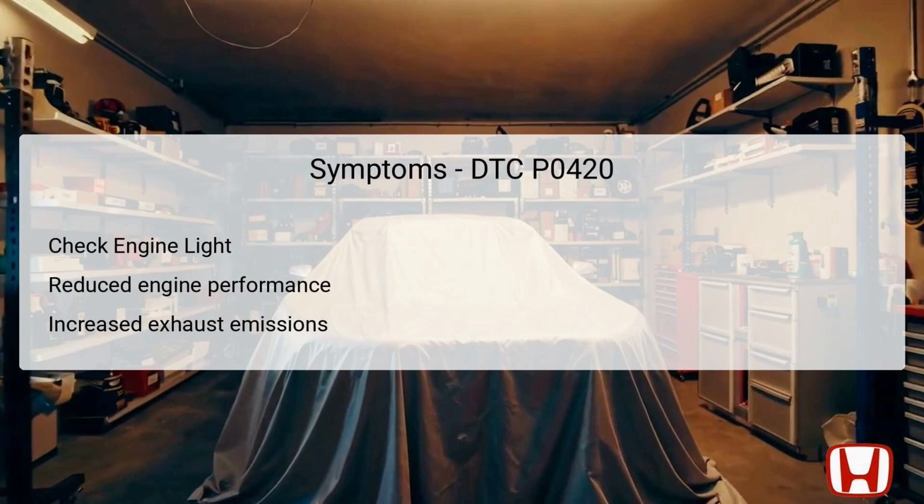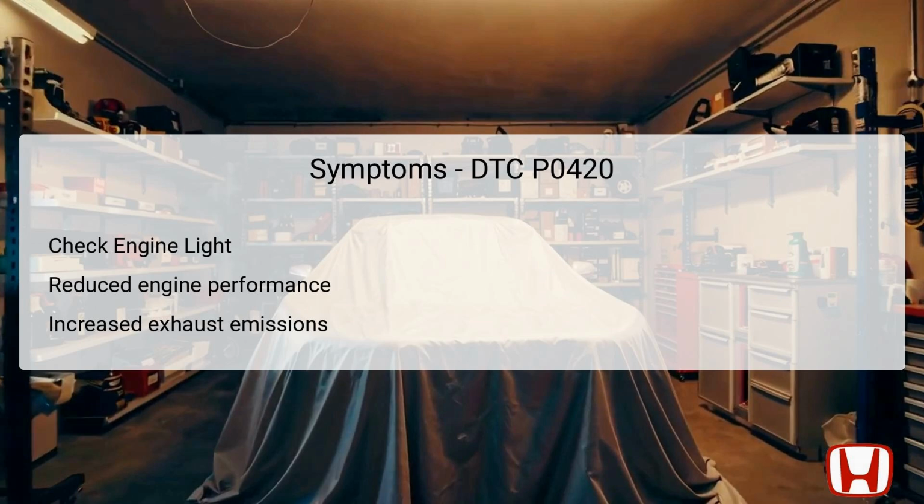When the P0420 code is triggered, there are several symptoms that a vehicle owner may experience. One of the most noticeable indicators is the illumination of the check engine light on the dashboard, which signals that the vehicle's computer has identified a problem within the engine or emission system. Additionally, drivers may notice a reduction in engine performance, which can manifest as sluggish acceleration or rough idling, indicating that the engine is struggling to produce power efficiently.